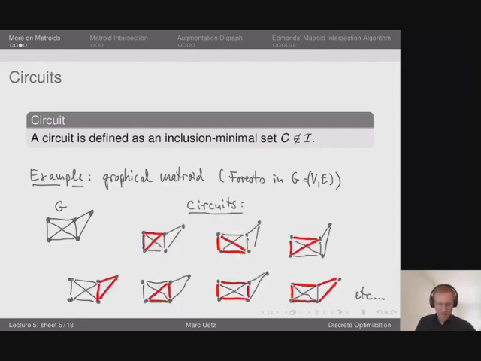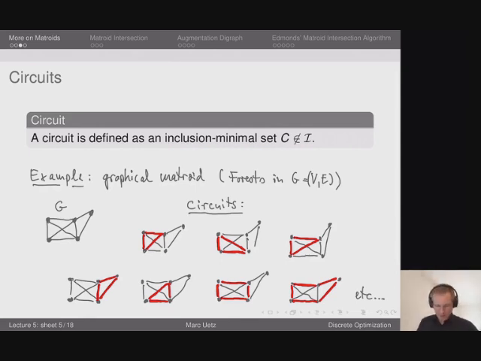So for example, this little example graph here has a whole bunch of circuits. I didn't write them all down. So that would be all these cycles here of length 3, for instance, but also longer cycles of length 4. Also, this one is a cycle. So all of them have the property that whenever I take out a single edge, then I obtain an independent set. Okay, so the definition of a circuit is an inclusion minimal subset which is dependent. So therefore, that must be a cycle in the graph.